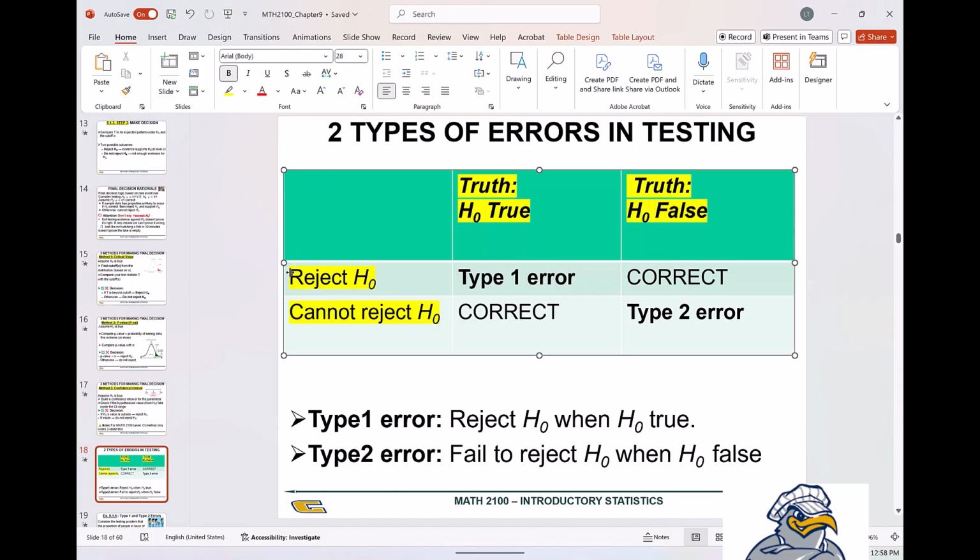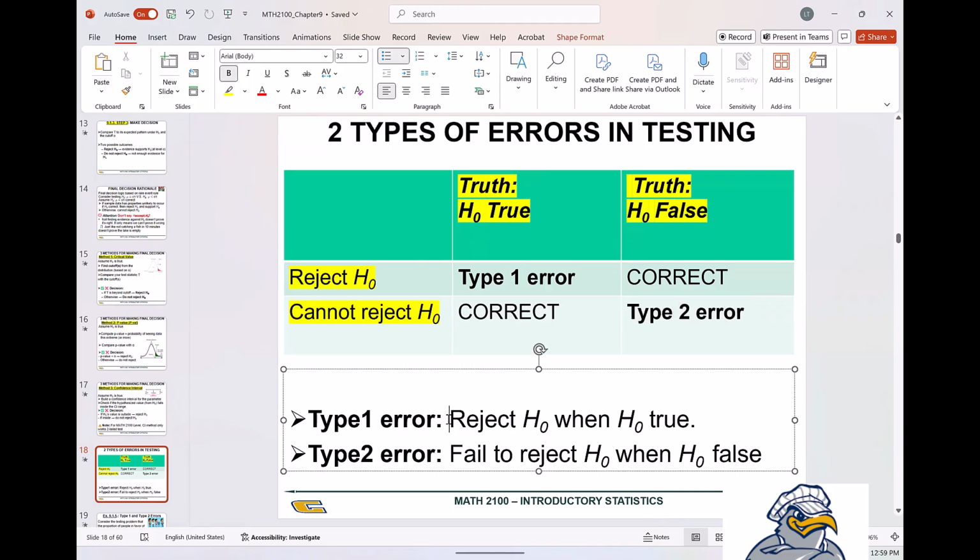And say if you reject H naught, but actually it's false, right? The truth here is false. So in this case, you make a correct decision. And also say from the sample data, you say you cannot reject H naught, and the truth is that it's true. At that time, you make a good decision, right? Correct. But say you cannot reject H naught, but actually the truth is that it's false. Then at that time, you have a type 2 error.